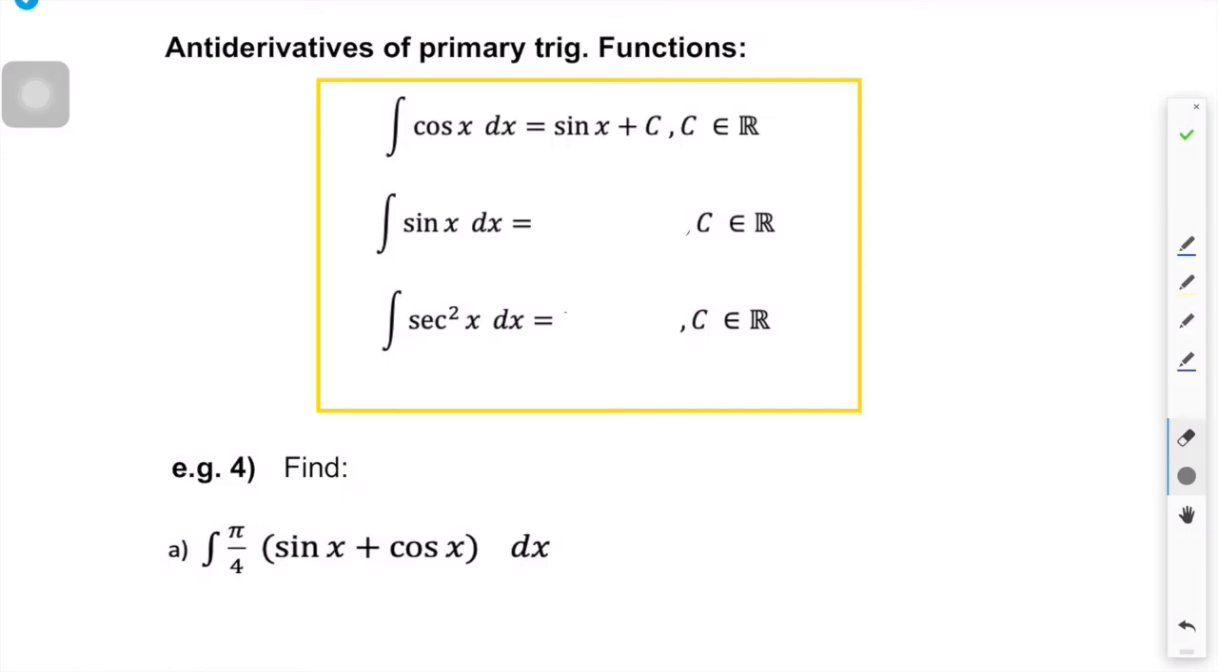Think carefully. Did you say negative cosine x plus c? And finally, when I take the derivative of this function, I get the square of secant x. What is it? It's tangent x plus c. Now let's use these rules to help us answer the following questions.